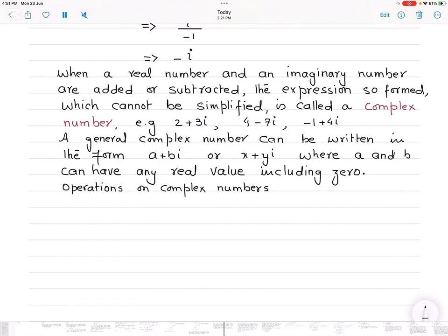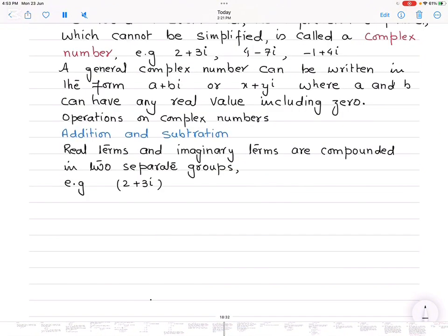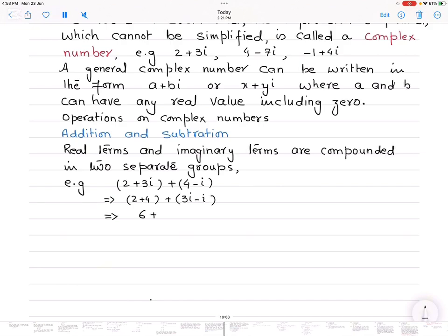Operations on complex numbers. Addition and subtraction. Real terms and imaginary terms are combined in two separate groups. For example, 2 plus 3i plus 4 minus i. So we are going to add 2 with 4 and 3i with minus i. So write 2 plus 4 plus 3i minus i. Now solve it, you get 6 plus 2i.